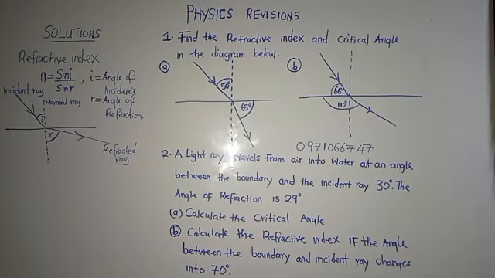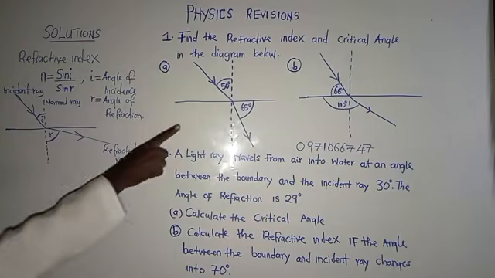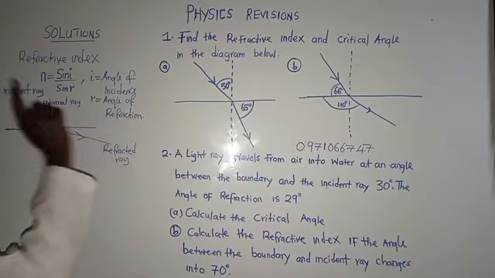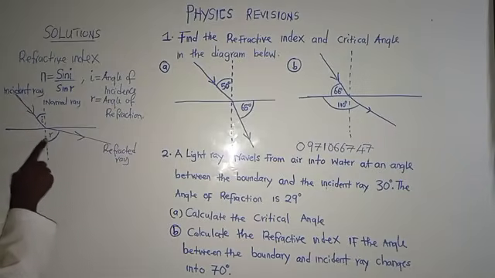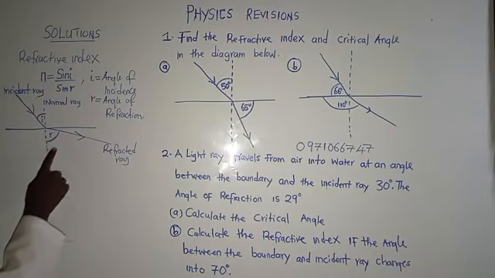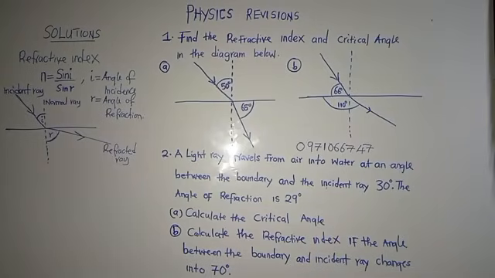These are some of the things that you need to understand before you answer these particular questions, where they are located, where they are found. So you need to make sure that even as we answer these questions, the angle of incidence is there and the angle of refraction is here. This is what we are supposed to understand. So the first question is saying that we find the refractive index and the critical angle in the diagram below.